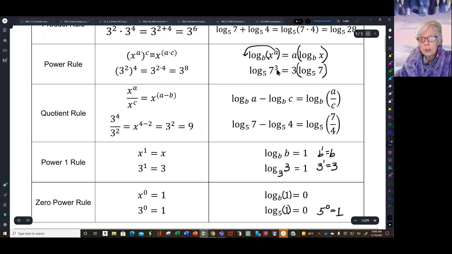So log base 5 of 7 to the third power will be 3 times log base 5 of 7. And if you really had to know what that number is, you see it's much easier this way because you're going to have to use the change of base formula. It's much easier here to say log 7 divided by log 5, get an answer, and then multiply that by 3 than it is this way, to take the log of x to the a divided by the log of b. You could get something wrong more easily this way than this way.